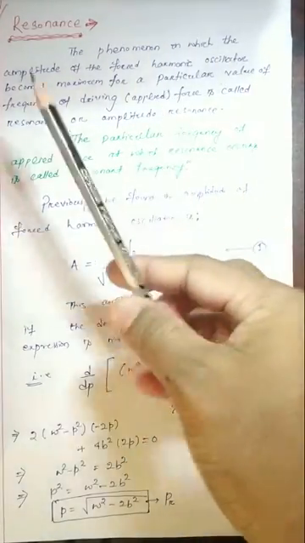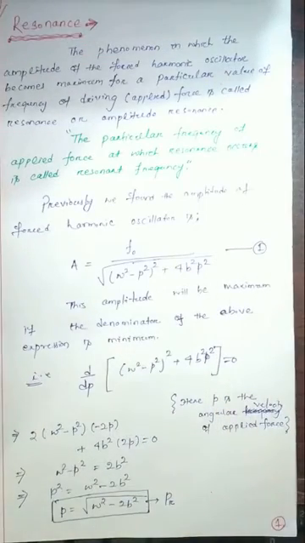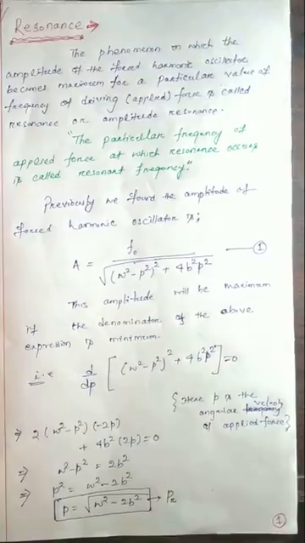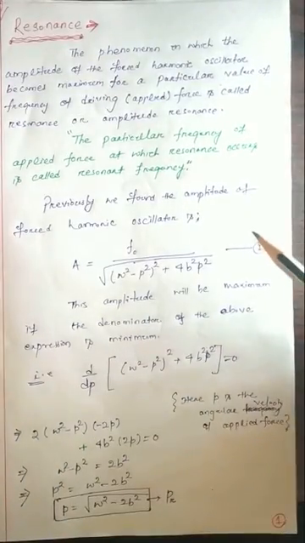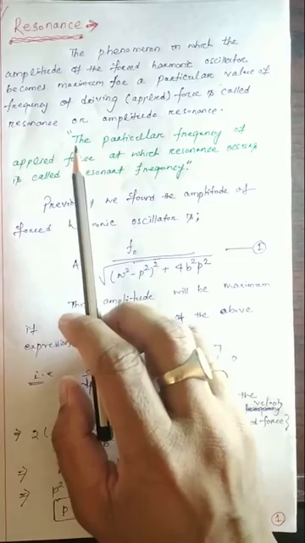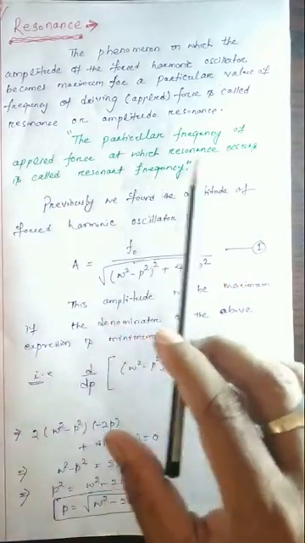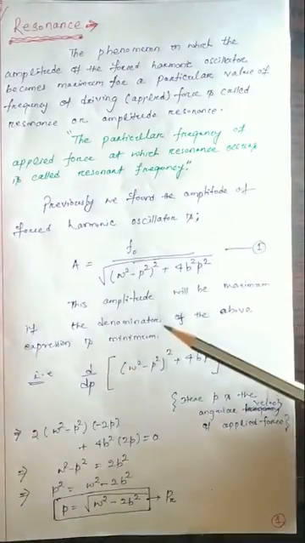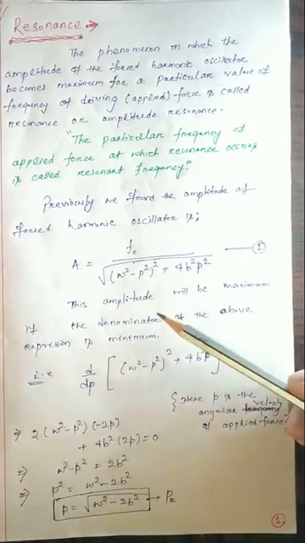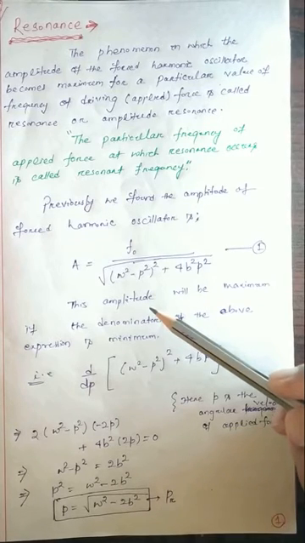Now resonance means the phenomenon in which the amplitude of the forced harmonic oscillator becomes maximum for a particular value of frequency of applied force, called resonance or amplitude resonance. So this is nothing but the particular frequency of applied force at which resonance occurs, called the resonant frequency.